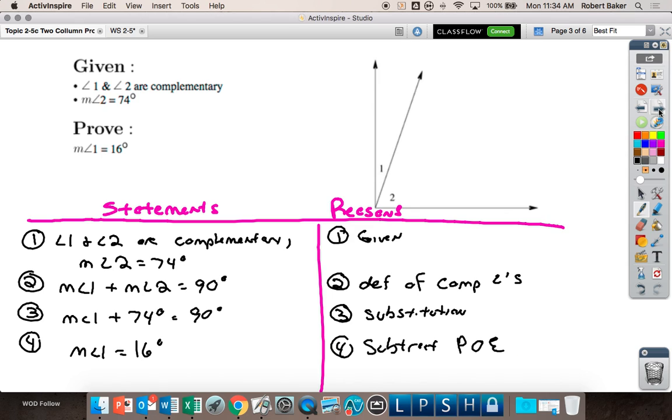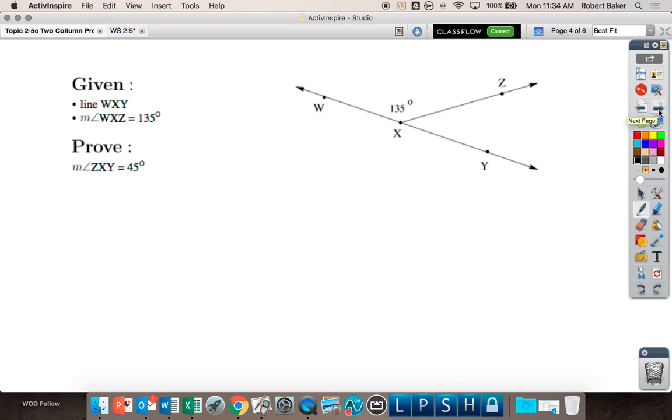So let's just talk about this, and we're not going to write it down. We're just going to develop. This is called developing a proof, where you just verbalize it. What do you think is going to happen here? So just talk about it. What do you see? What do you know? Our first step can be the two givens. Okay, step one, line XYW, and measure of angle XWXZ is 135, given. Perfect.